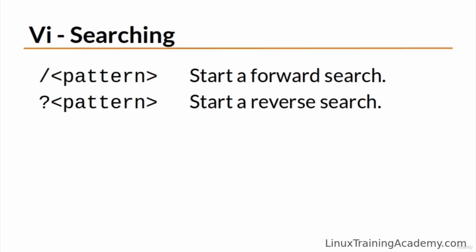To start a forward search, type a slash and a search pattern and hit enter. To go to the next match, type N. To go to the previous match, type capital N. To start a reverse search, use the question mark followed by a search pattern and then hit enter.